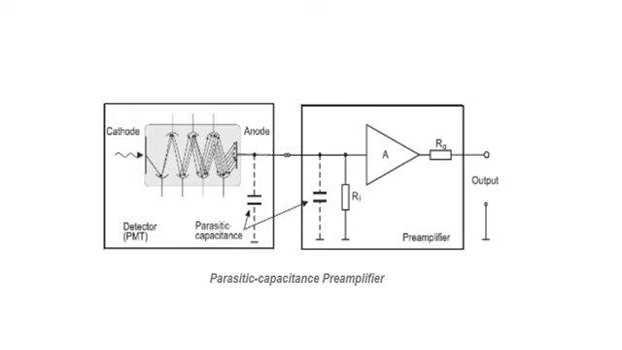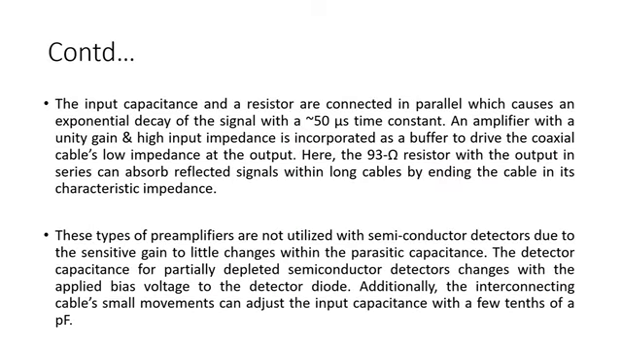Here the input impedance and the resistance are connected in parallel, and they act as an RC network, right? So the charging of a capacitor will undergo an exponential decay of the signal with approximately a 50 microsecond time constant. The amplifier with unity gain and high input impedance is incorporated as a buffer to drive the coaxial cable, which has a very low impedance at the output. Therefore, about a 93 ohm resistor is placed in series at the output, so you can observe the reflected signals within the long coaxial cable by terminating the cable in its characteristic impedance.